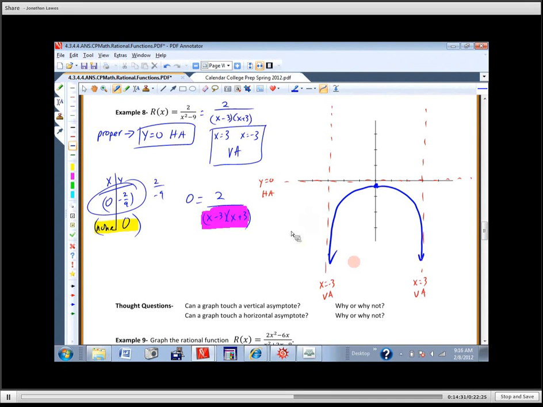Charles, can you help us find this one over here? Don't say negative 42.